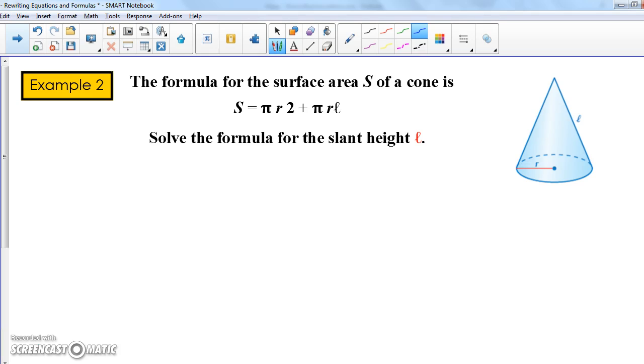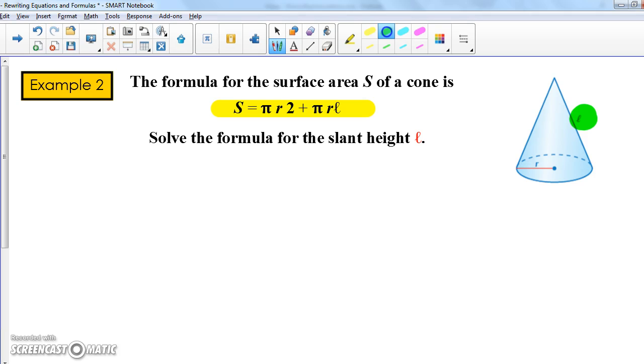Okay? And the formula is here in the middle. So what this says is surface area equals pi times radius squared. That should be squared. And that's plus pi times radius times slant length. And if you look over here on the right, the slant length is this right here. So it's just the length of the diagonal. Okay? And that 2 in the middle, that's a square.